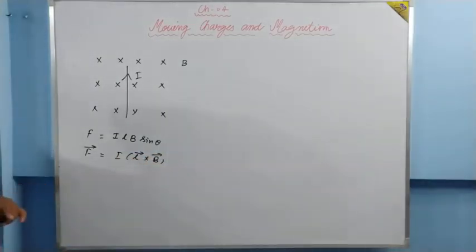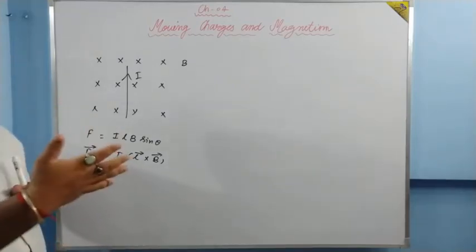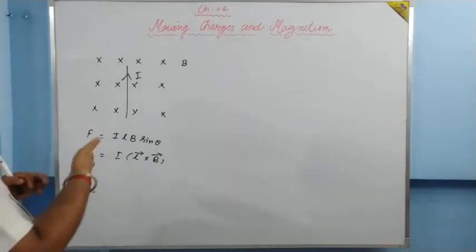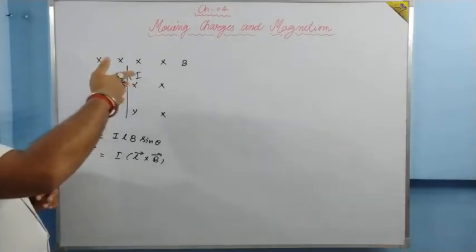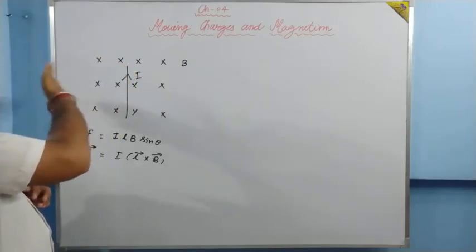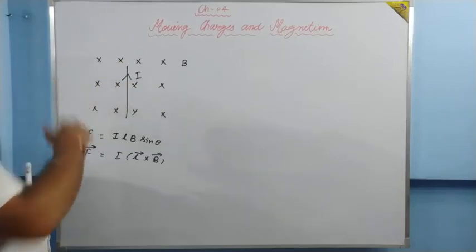Okay. Where will be the direction of force? For that, two rules are there. One is the right hand palm rule. You have to extend the thumb in the direction of current. This finger will be the direction of the magnetic field. The palm face is indicated in this direction. The force will be in this direction.